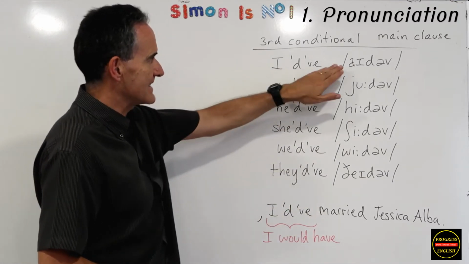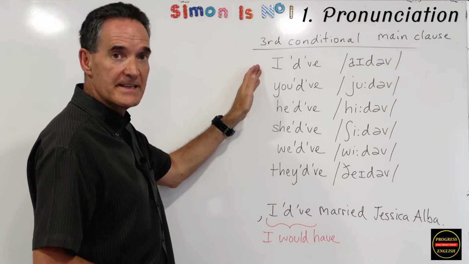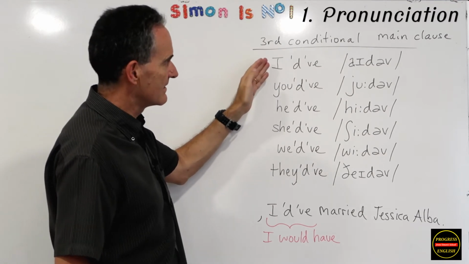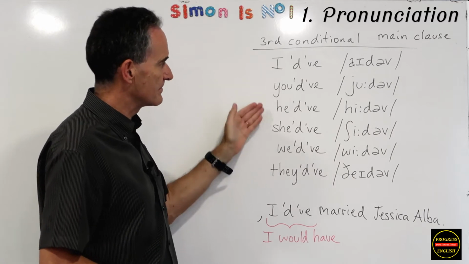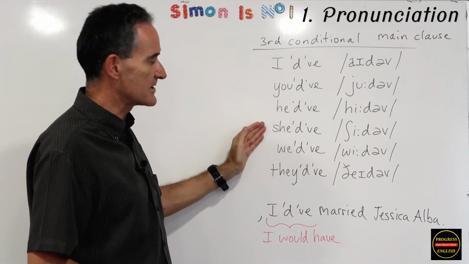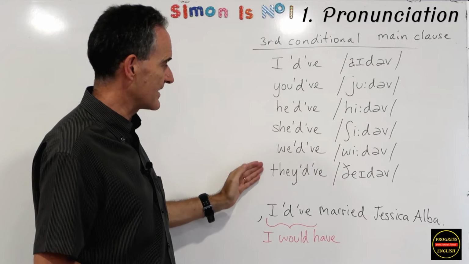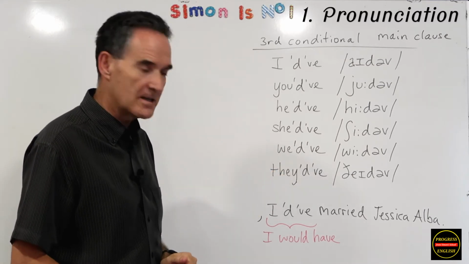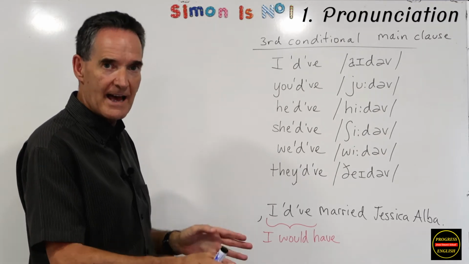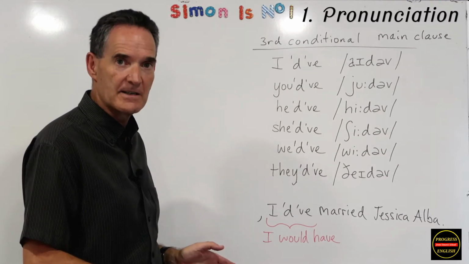If you look at the phonetics here, with the pronoun I, it's I'd have. It's very short. You'd have, he'd have, she'd have, we'd have, and they'd have. So I'd have married Jessica Alba, not I would have married Jessica Alba.